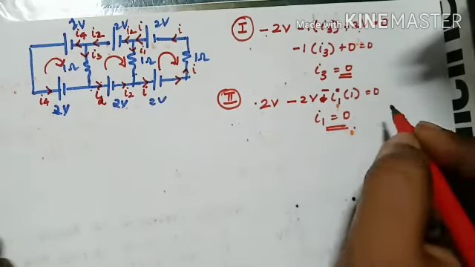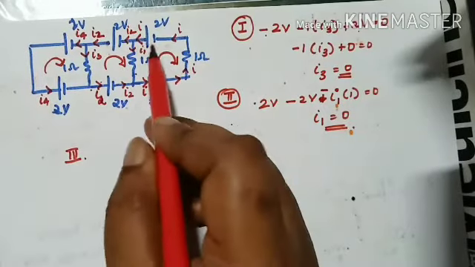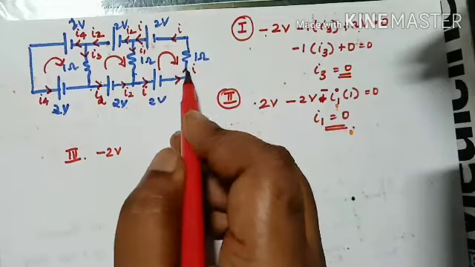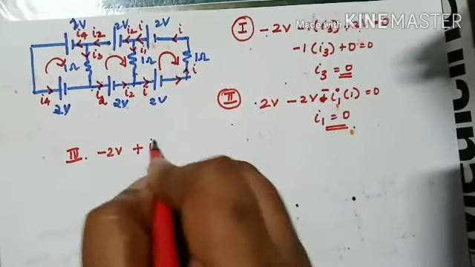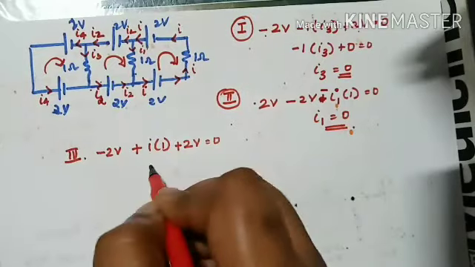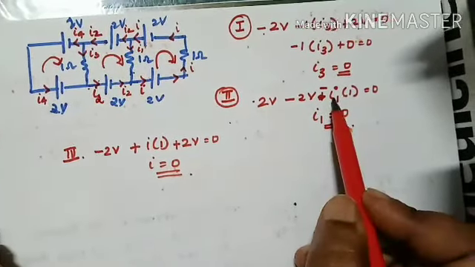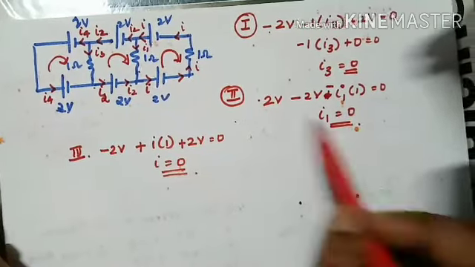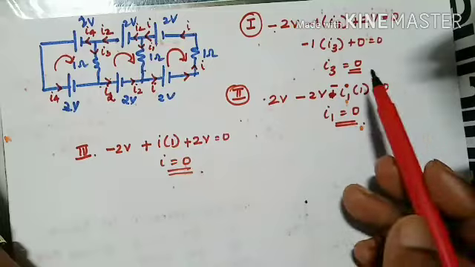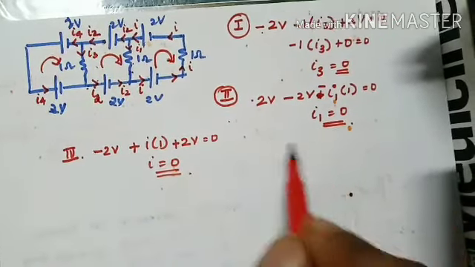See, simple as that. Similarly, third loop, 2 volt, you can start from here, right? I'm moving in this direction, plus 2, minus 2 volt, opposite direction, right? So it is plus I into 1 and moving negative, so it is plus 2 volt is equal to 0, so I is equal to 0. Clear? I had a doubt here, did I make a mistake? No, same direction, right? So both I1, I3 and I are equal to 0, so each resistor has 0 current. Clear? Now let's move on.